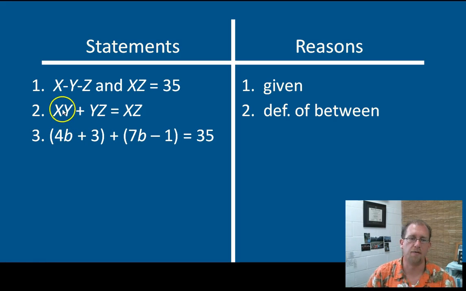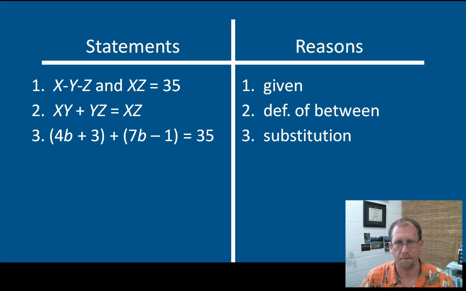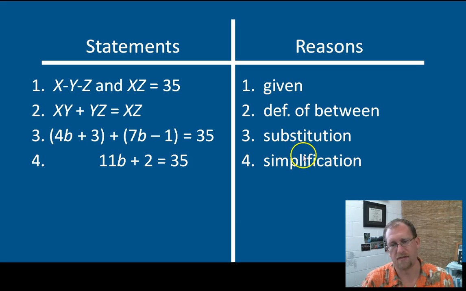Okay. Now, I'm going to say that XY is the same thing as this, and YZ is the same thing as this. And I've gotten that from the figure, right? So from the figure, I just took these two algebraic expressions, and now I'm putting them in for their segment names for XY and YZ. And this is what? This is substitution. Okay. Now, I can combine like terms. 4b and 7b is 11b. 3 minus 1 is 2, equals 35. And here I combined like terms. This is just doing math, simplification.